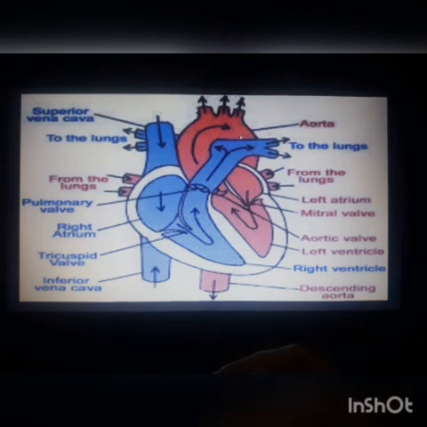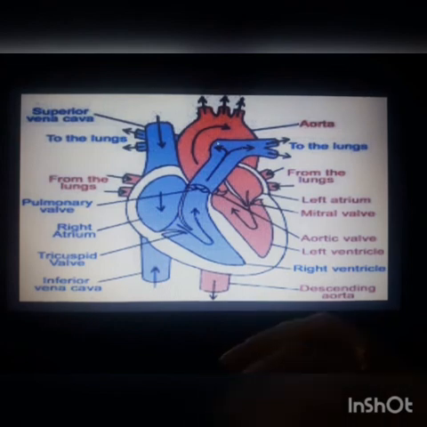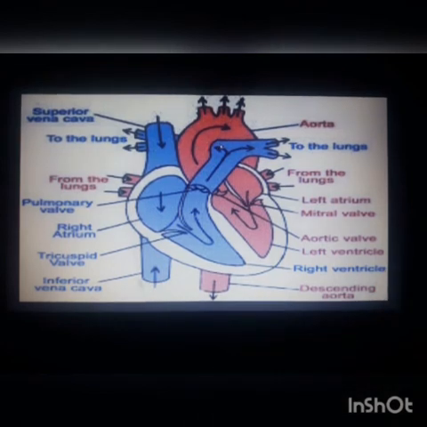Again a valve is present here which is known as the mitral valve, that is present between the atrium and ventricle, and the aortic valve is present in this area, that will prevent the backflow.